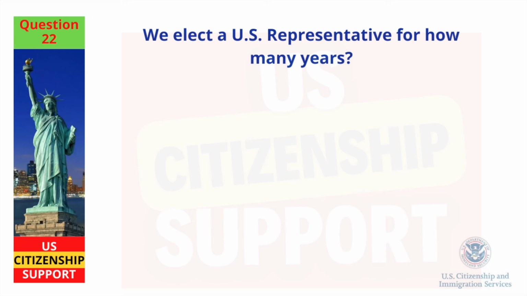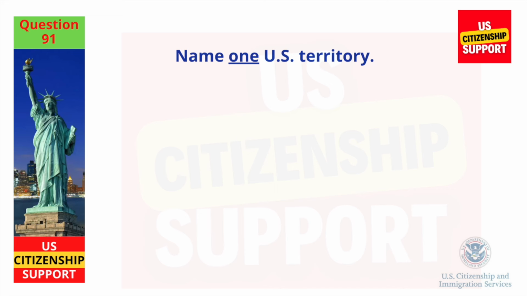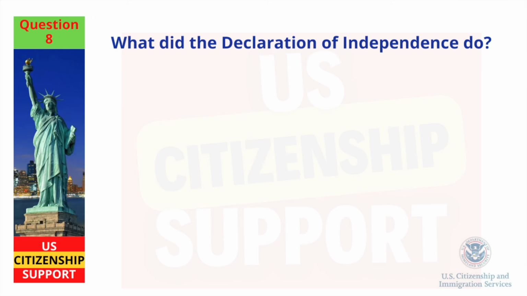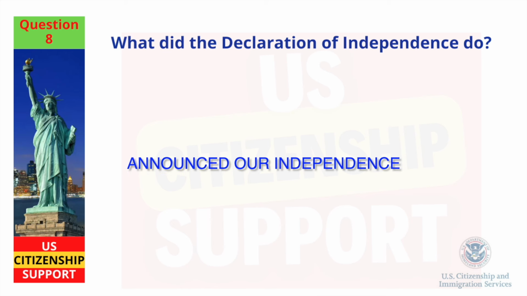We elect a U.S. representative for how many years? 2. Name one U.S. territory. Guam. Who is in charge of the executive branch? The president. What did the Declaration of Independence do? Announced our independence from Great Britain.